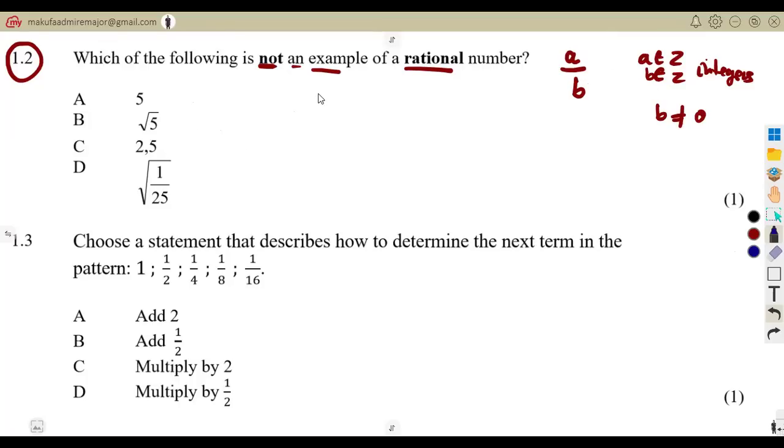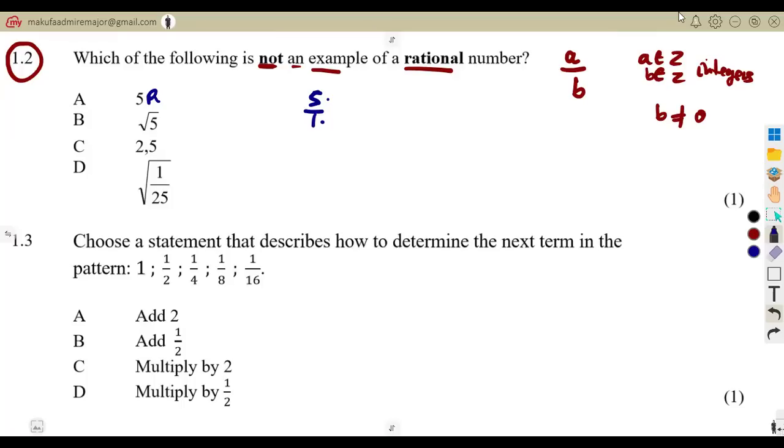So let's take 5. 5 can be written as 5 over 1. We can see that this is a whole number, this is an integer, this is an integer. So meaning to say this is a rational number. This is an example of a rational number. What about the square root of 5? The square root of 5, we do not even know it. There is an endless decimal that we are going to have. We cannot write a whole number over the square root of 5. It's impossible for us to have this.